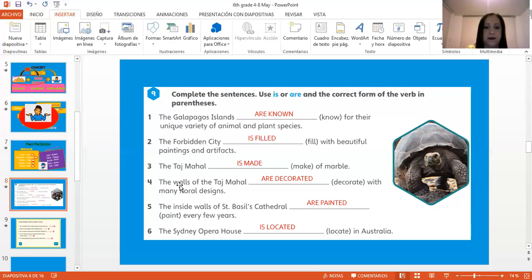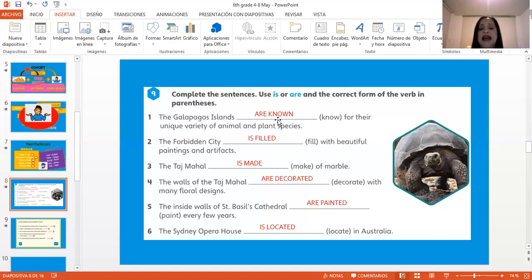And it says, the Galapagos Islands. The islands are plural. So my auxiliary is plural. And the past participle form of my verb is known. Yes? So you say, the Galapagos Islands are known for their unique variety of animals and plant species.